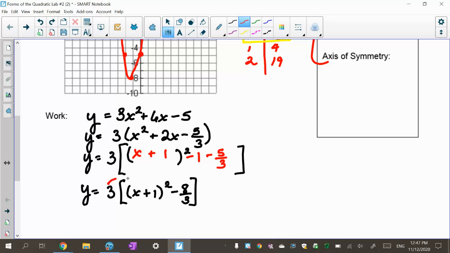Now I'm going to distribute the 3. I have y equals 3 times x plus 1 squared. Remember, you just put it in front, don't touch it. 3 times a negative 8/3 is a negative 8. So there's my vertex, -1, -8.